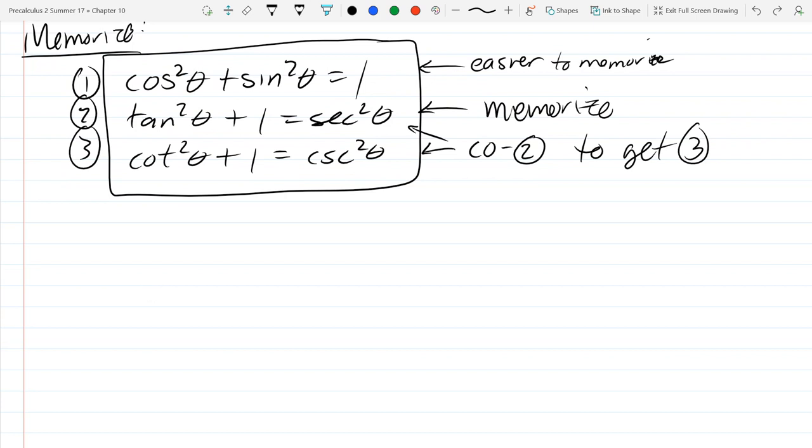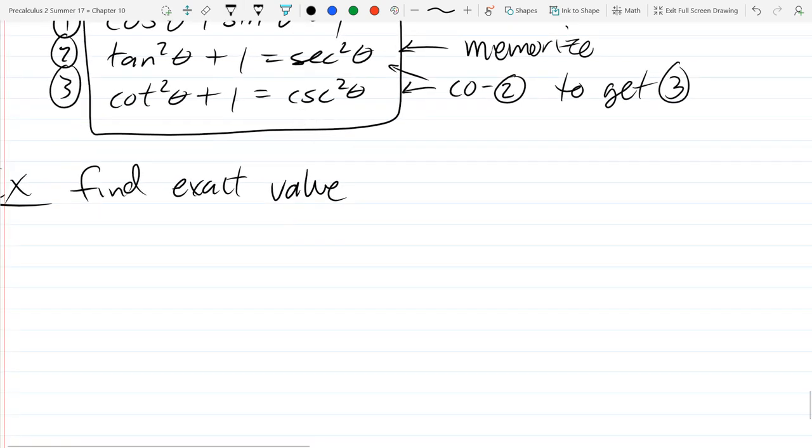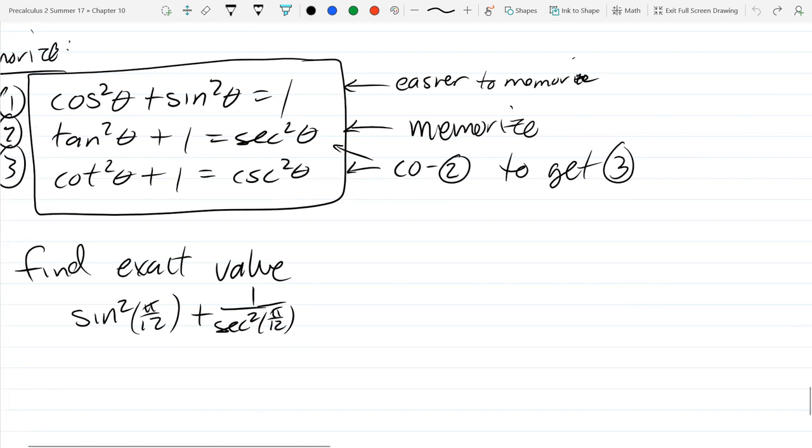So we're going to do a few examples here with these Pythagorean identities, and we're going to find an exact value first. So find the exact value right here. Pi over 12, I don't know really much about pi over 12 at all. So I can't really deal with the angle. I don't know even sine or cosine of pi over 12. If it's pi over 6, different story. But we can't really do anything with pi over 12.